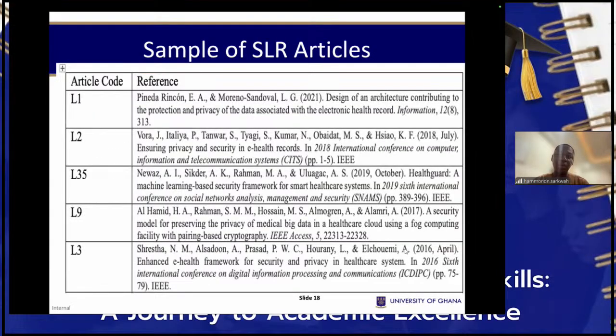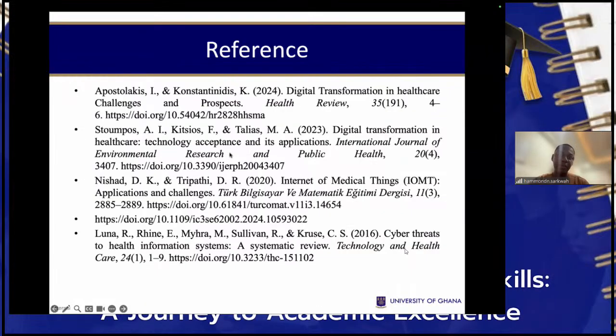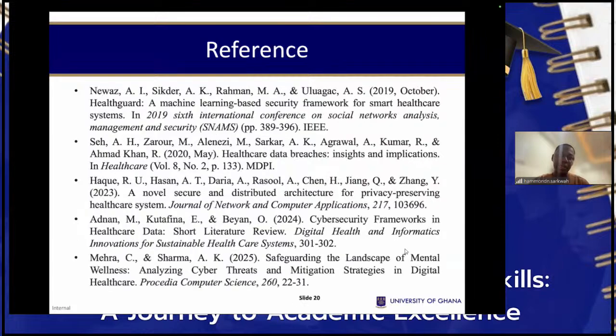So this is a sample of the articles that we used in our systematic literature review. On my left is the article code, and it corresponds to that particular reference. And here are some references that were used in the systematic literature review.